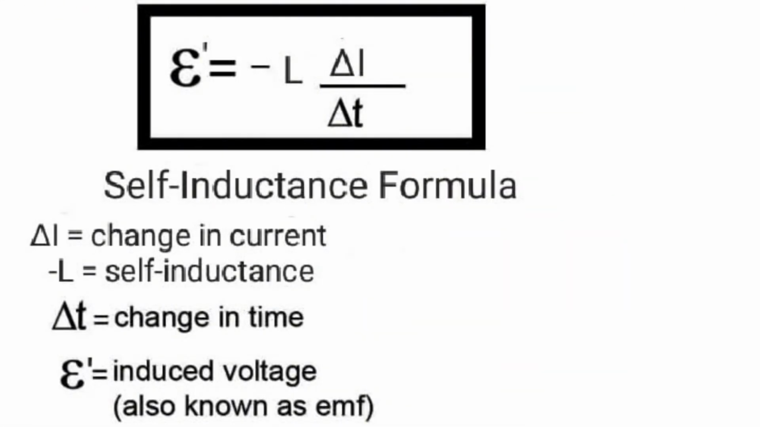The formula is E equals negative L times delta I over delta t. L is the self-inductance, measured in henries. The negative sign is Lenz's law. It always fights the change.